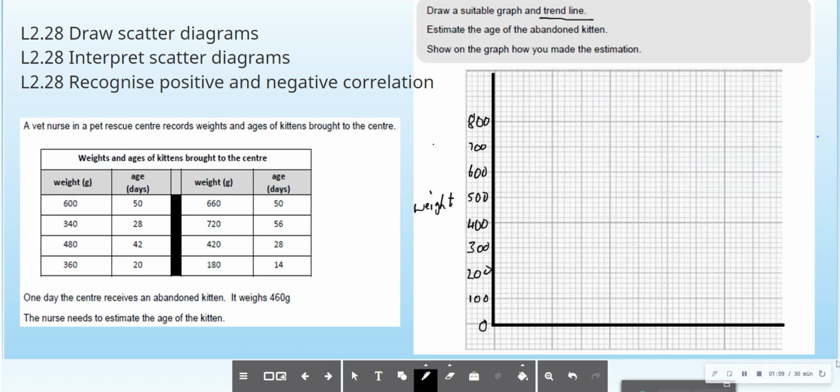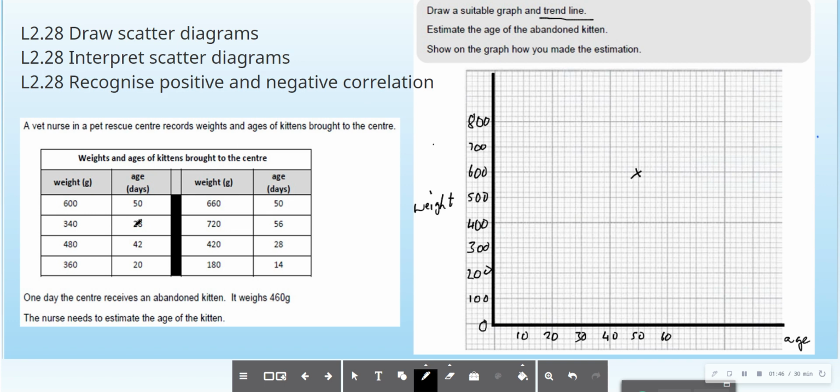And age in days, I'm going to go along the bottom. So it's going to be age here. And this has got to go up to, our highest number here is 56, sorry. So I'm going to go up in tens. So 10, 20, 30, 40, 50, 60. And then I'm going to start plotting these points. So weight 600, age 50, put my cross.